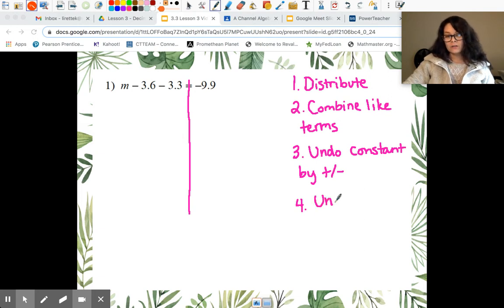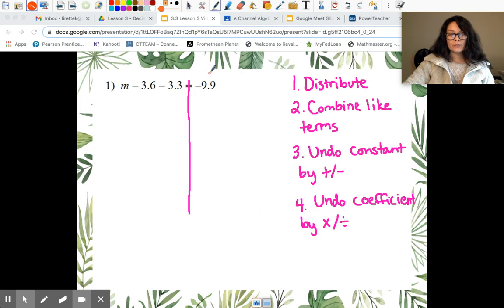So we're going to undo the coefficient, and we do so by multiplying or dividing. And again, whatever operation we see happening with the variable, we do the opposite. So if a number is being multiplied with the variable, we do the opposite and we divide.